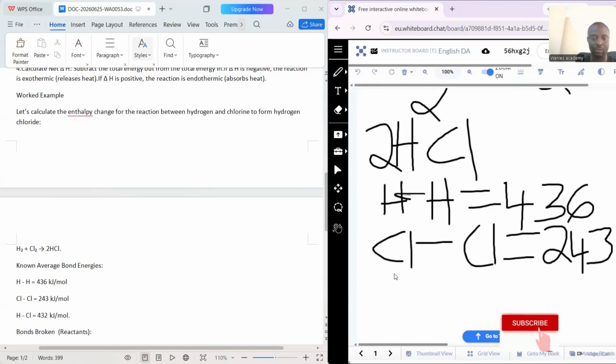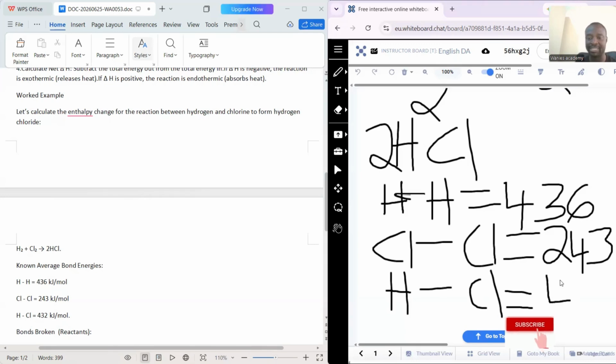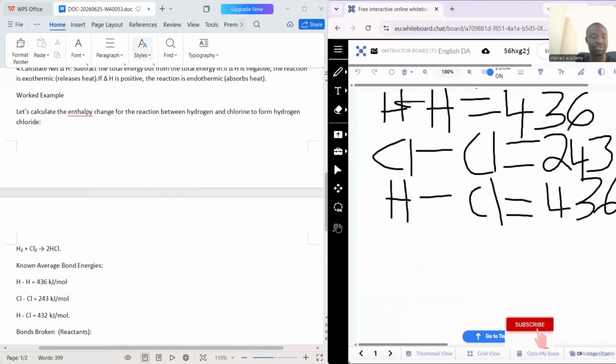The bond between hydrogen and chlorine in the hydrogen chloride molecule has an average bond energy of 432 kilojoule per mole. These parameters will now be applied in getting the change in enthalpy. Firstly, we are going to calculate the energy involved in the breaking of bonds.